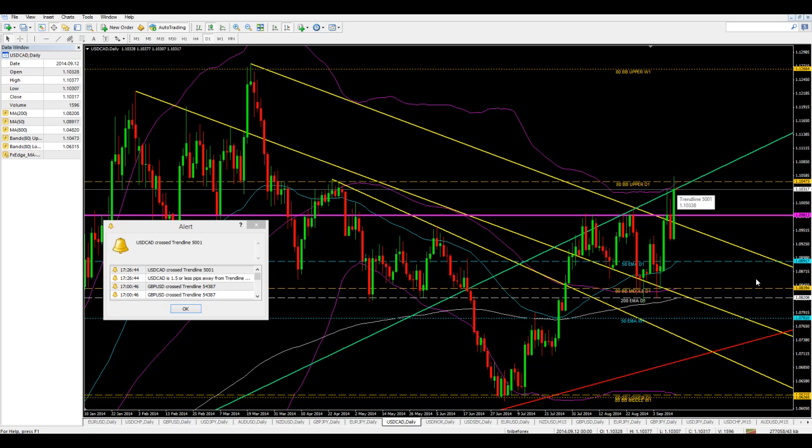There's a trend line there at 1.1033. There's also a nice area of support at 1.1047. So in between that zone, which is about 15 pips, you have a tremendous amount of resistance.